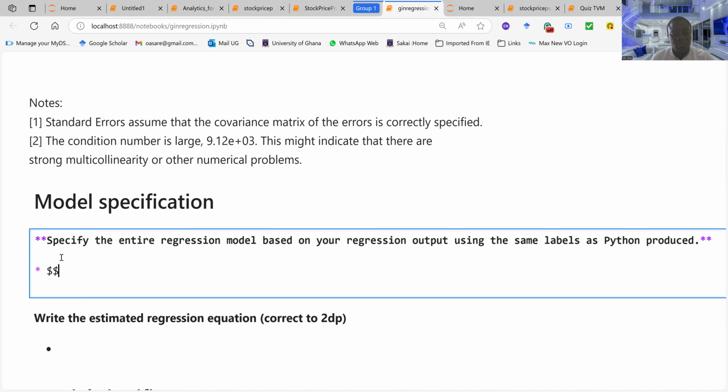So the first thing you got to do is to write your dollar symbol. Okay. You're going to write it as a proper mathematical equation. So the profit is the Q, the quantity.